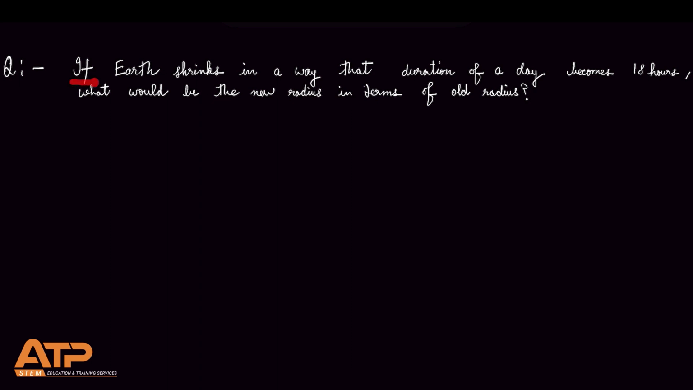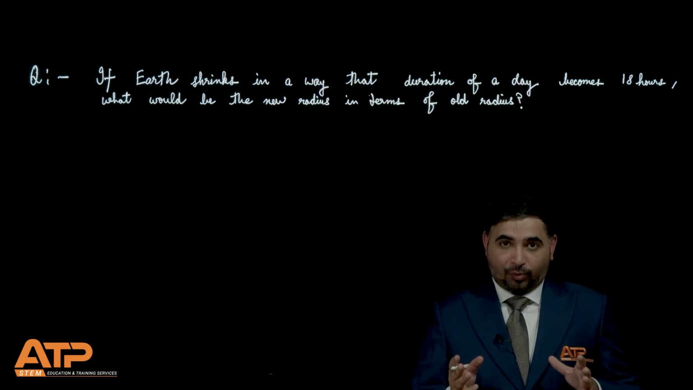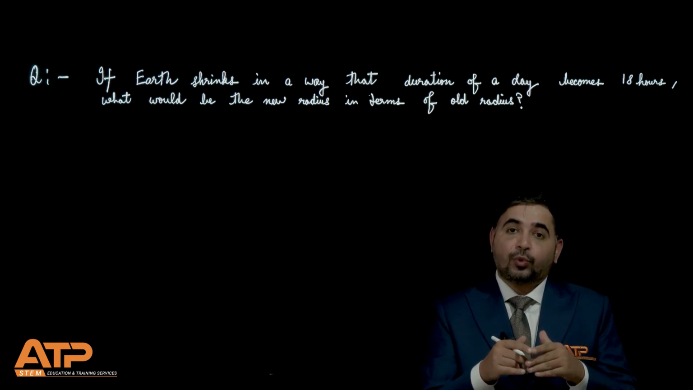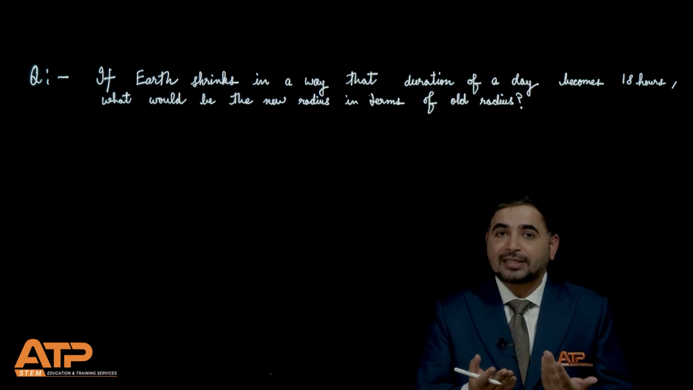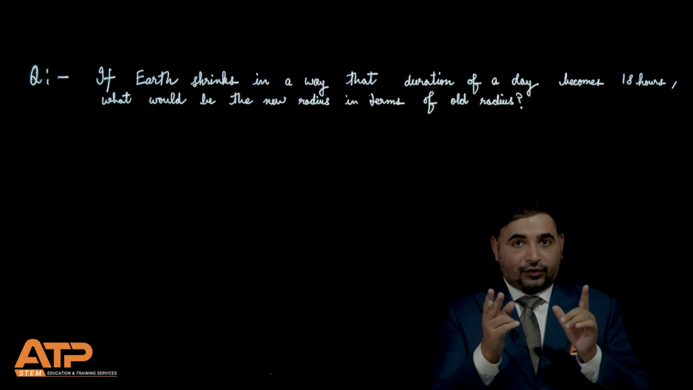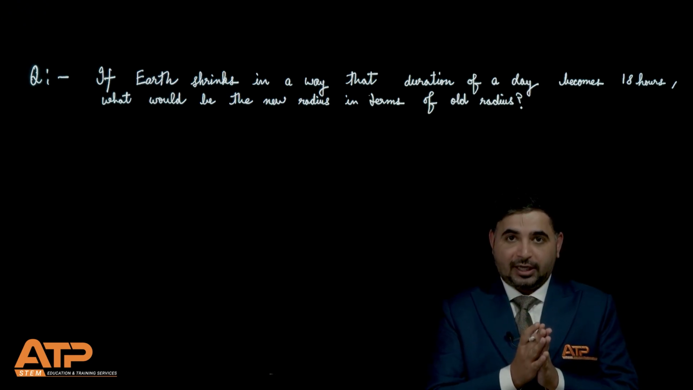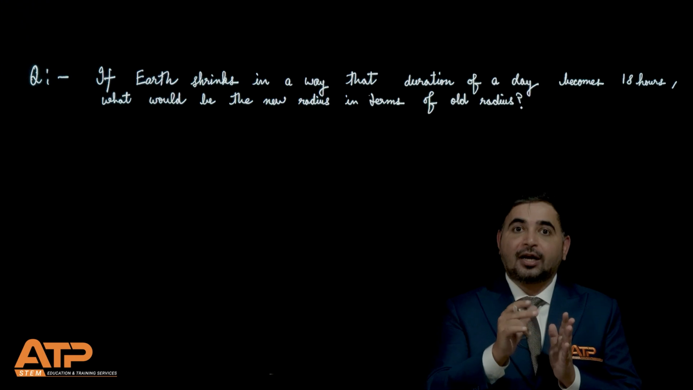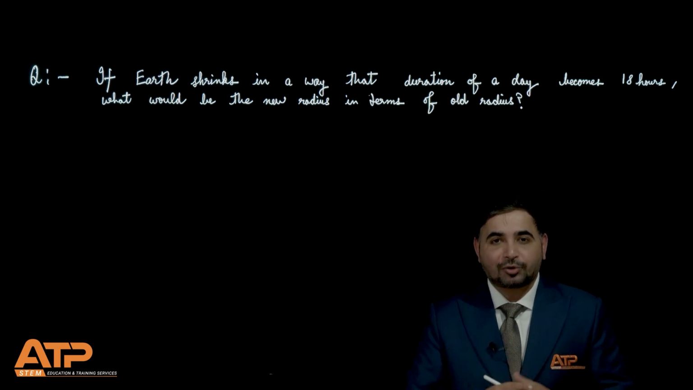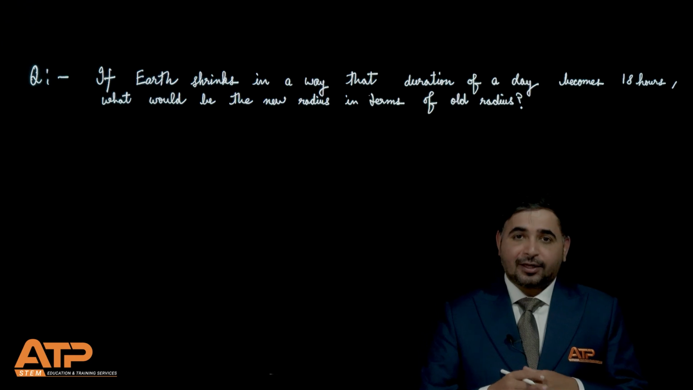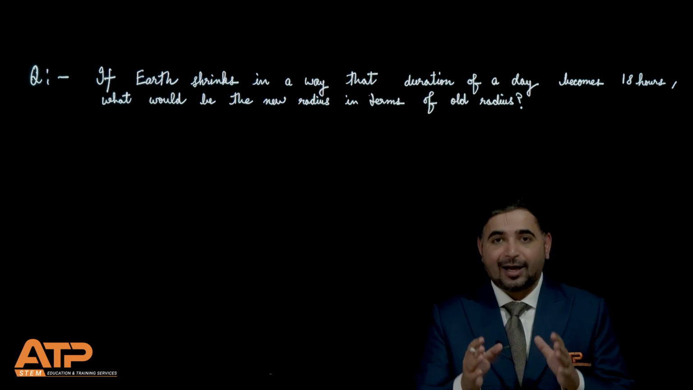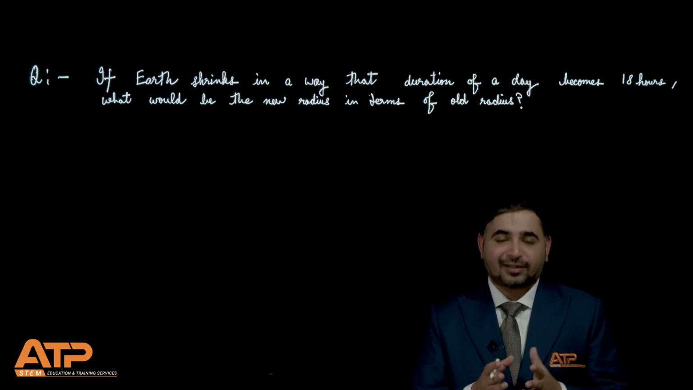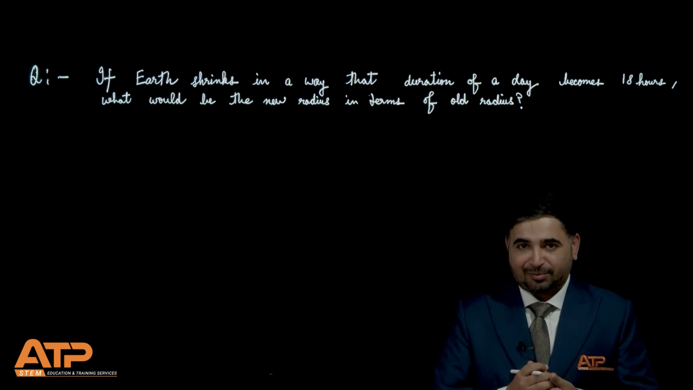The question says, if Earth shrinks in a way that duration of a day becomes 18 hours, what would be the new radius in terms of old radius? So in this case, we are assuming Earth is shrinking, because of which the duration of the day is changing. How is that happening? Because if the radius reduces, moment of inertia reduces. If moment of inertia reduces, omega increases. What is the underlying assumption here? The underlying assumption is that there is no alien intervention here. There is nobody applying external torque. If there is no external torque, we can conserve angular momentum.